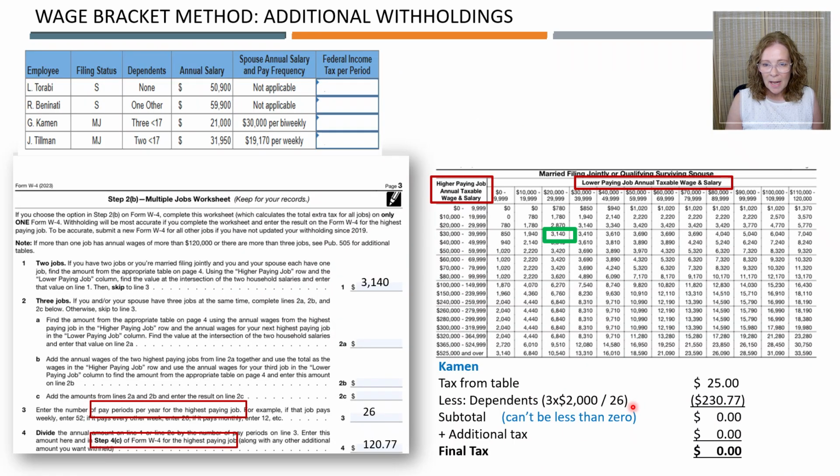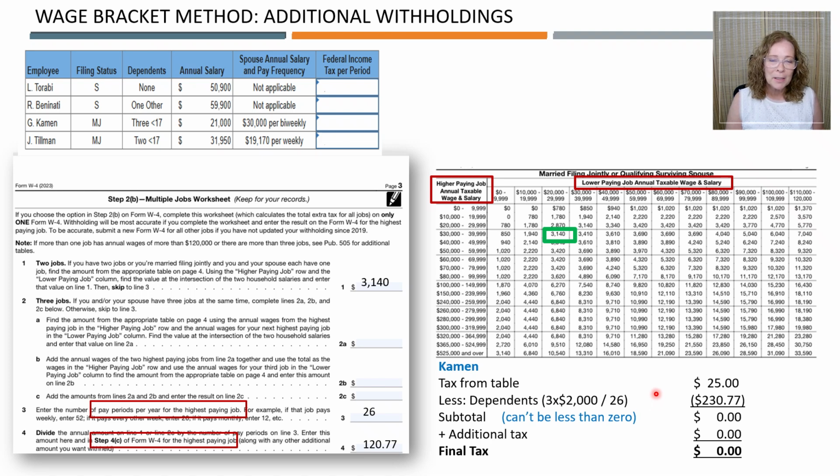So let's write down the tax that we found in the tax table. The 3 dependents are worth $2,000 each for a total of $6,000, which we divide by 26 to get the biweekly reduction of $230.77. We subtract the dependent deduction from the tax we previously looked up of $25 and come up with a tax of 0 because the dependent deduction cannot result in negative taxes. So we're not done yet, though.